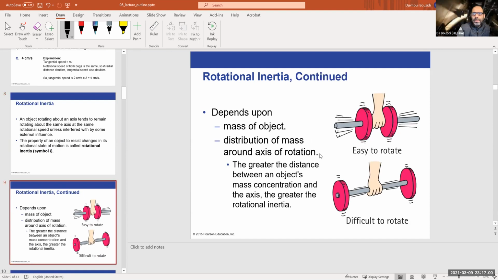So it depends on mass of the object, how big the object is, and also the distribution of mass. The closer you are to the axis of rotation, the less moment of inertia you have. The further you are from the axis, the more inertia you have. That is basically in a nutshell, okay? It's unlike the mass, which is the inertia for the case of translation, for the case of rectilinear motion, where you only have mass. It doesn't depend where the mass is. In this case, it depends where the mass is.